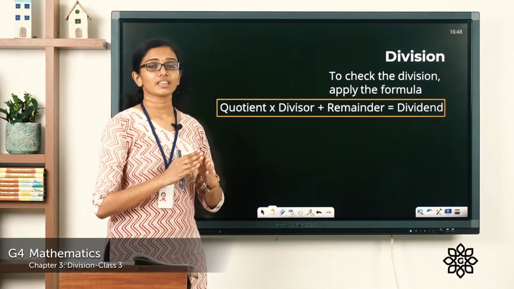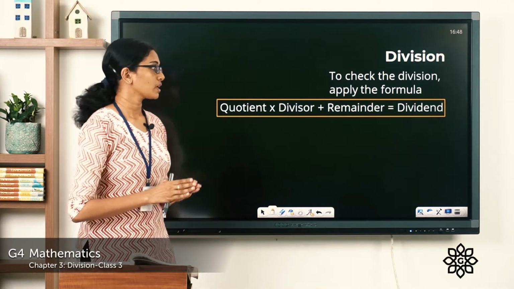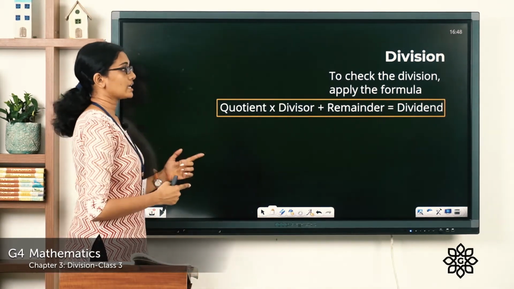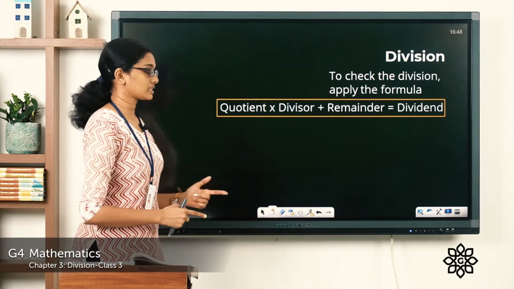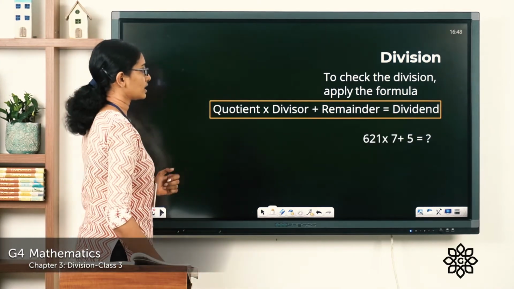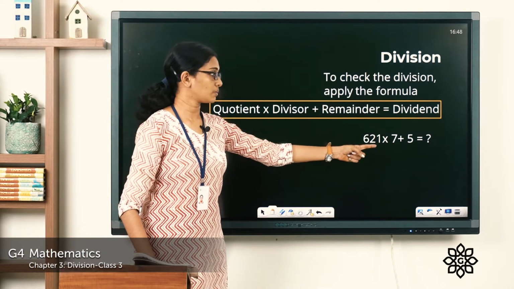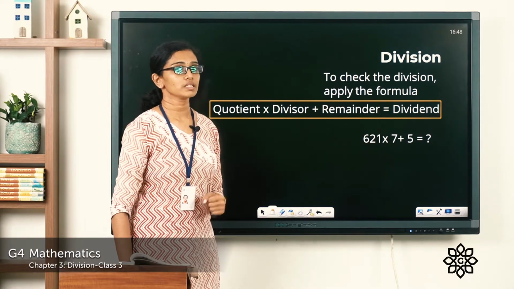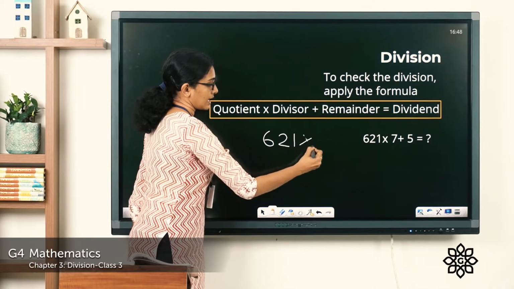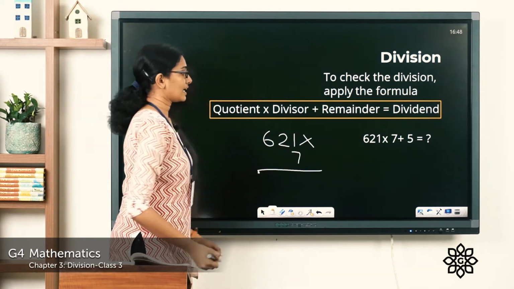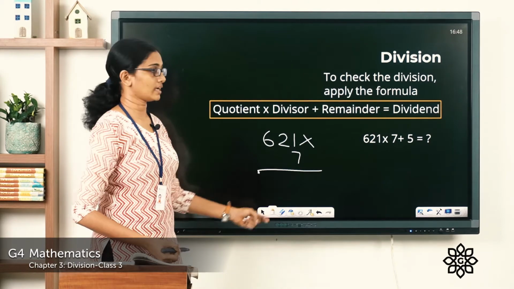And in that case the division was done correctly. So let's check if the quotient into divisor plus the remainder gives us the dividend in this case. So what was our quotient? The quotient was 621 and our divisor was 7. So let's multiply our quotient and the divisor. So that is 621 into 7.